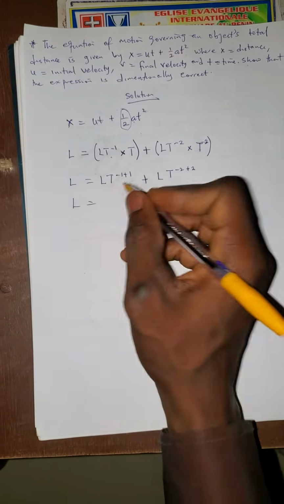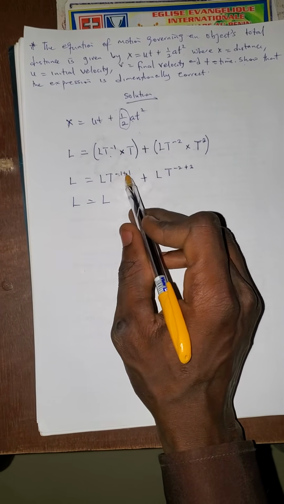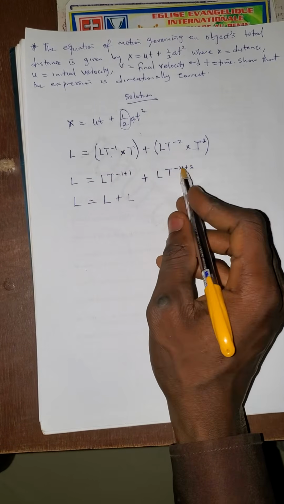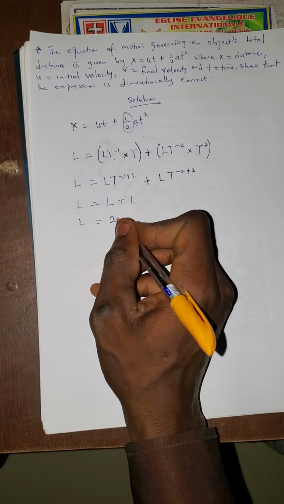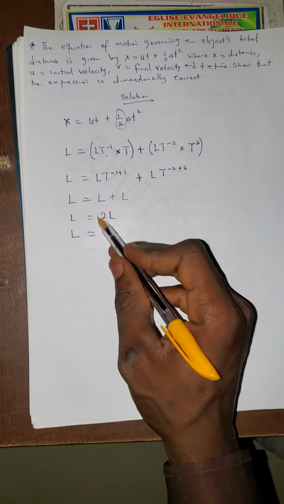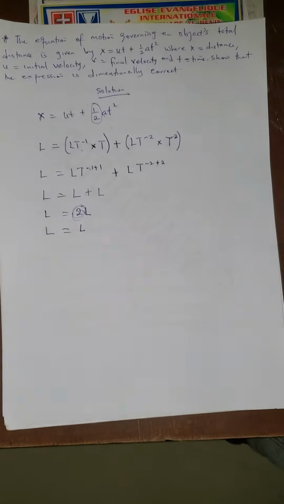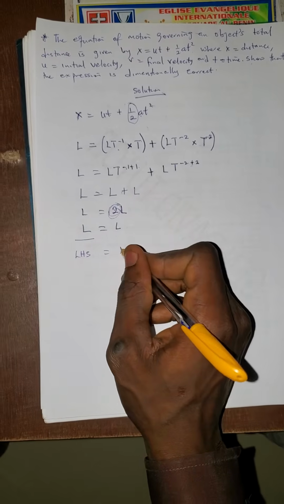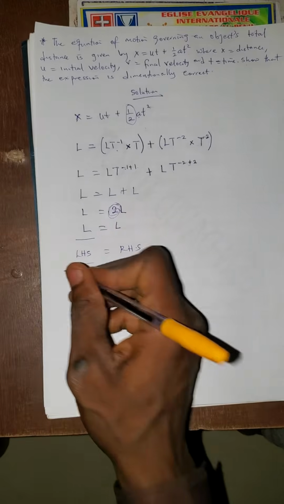Now we have L equal to L, because this one is minus 1 plus 1, which is 0, and anything raised to 0 is 1. So plus L as well, because this one will also be 0, and anything raised to 0 is 1. So we have L plus L will be 2L. So L is equal to L, because don't forget, I told you that the dimension of any coefficient number is dimensionless. So left hand side is equal to right hand side. So that shows that the formula is correct.